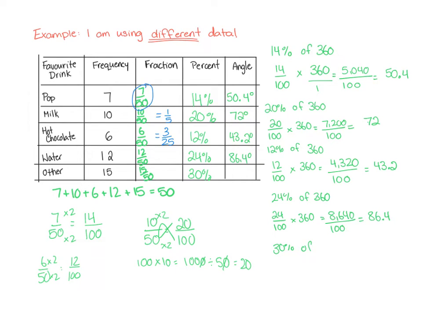30% of 360, which is 30 out of 100 times 360, which gives us 10,800 out of 100, which equals 108. So if you were to add up all of these angles, they should equal 360. So just a quick reminder, these should add up to 100%, and these should add up to 360.